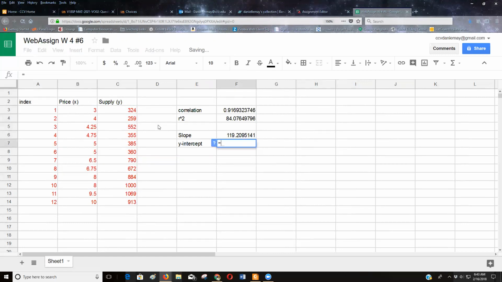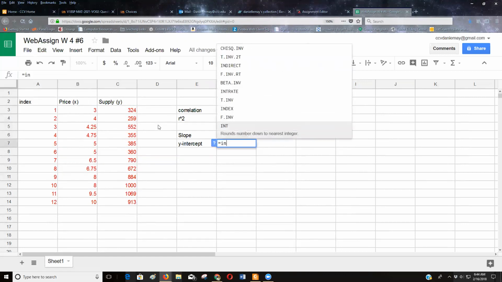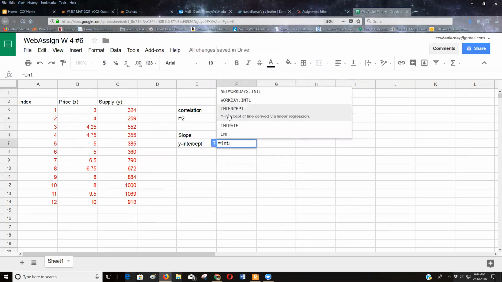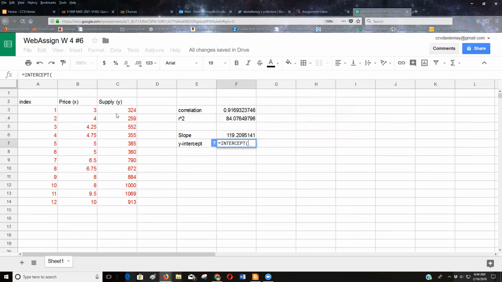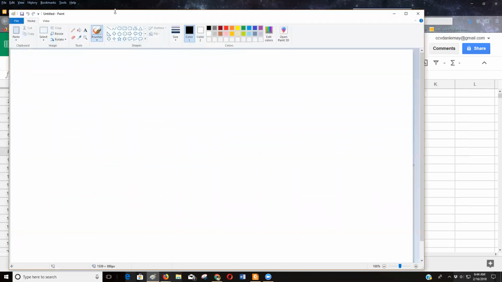And that equals intercept, just like you probably thought I was going to say. The intercept, there we go. And again, Y's first, comma, X's. Okay, so that gives me the numbers, and that would work for the formula.